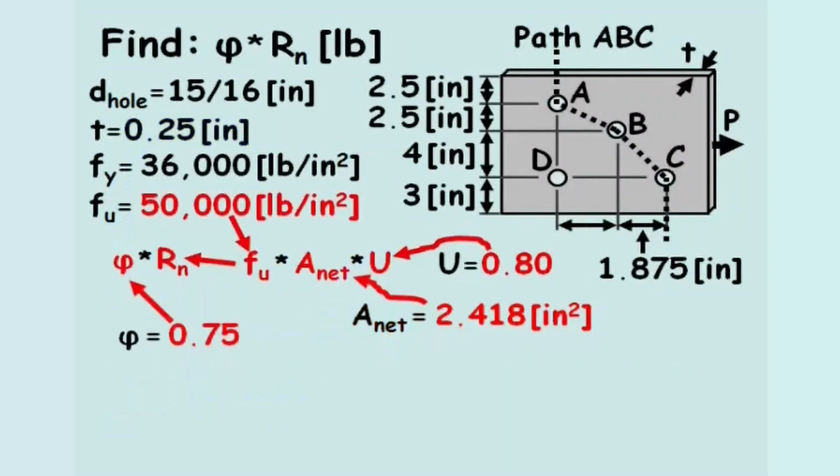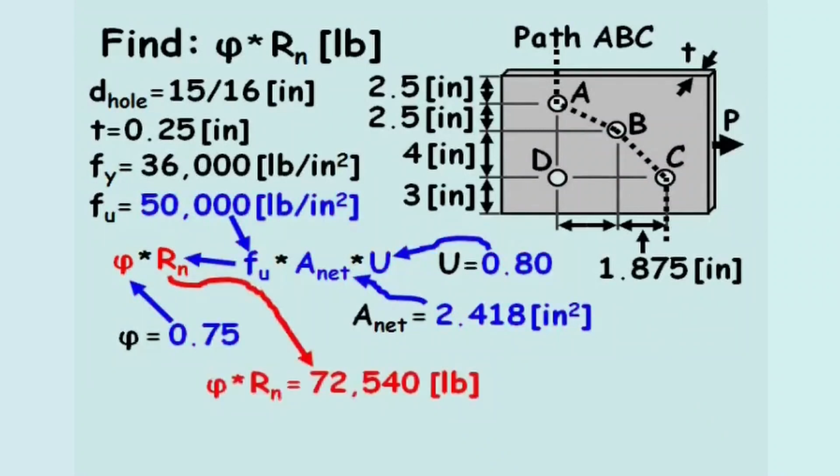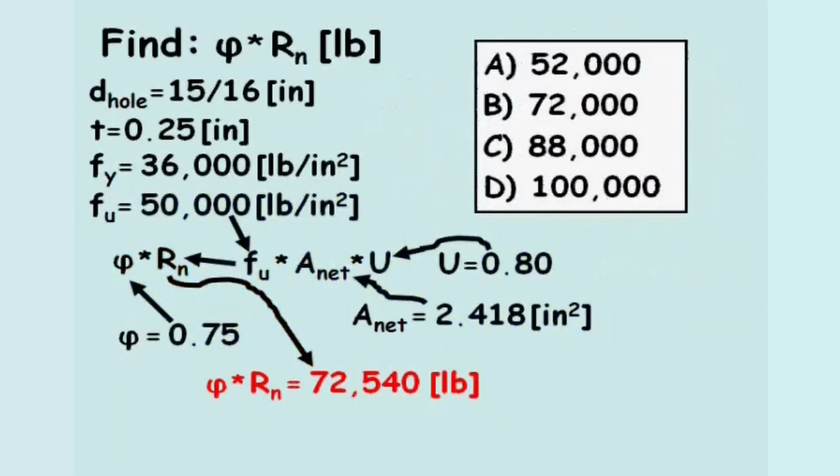After plugging in the remaining variables, the design strength of the steel member equals 72,540 pounds. When reviewing the possible solutions, the answer is B.